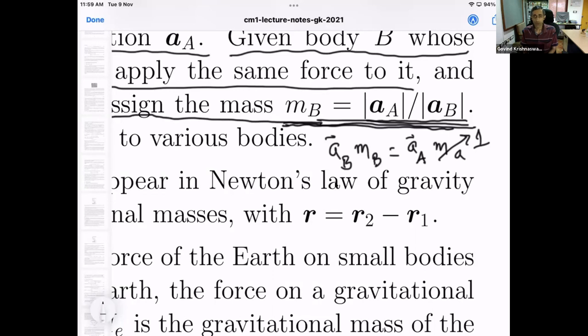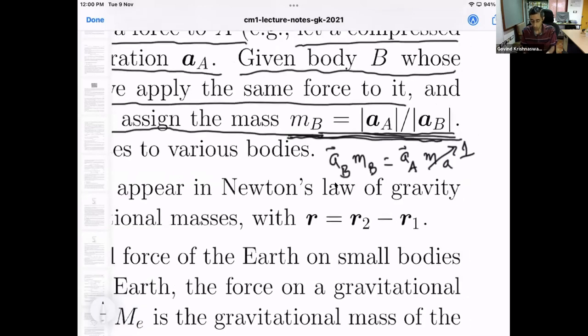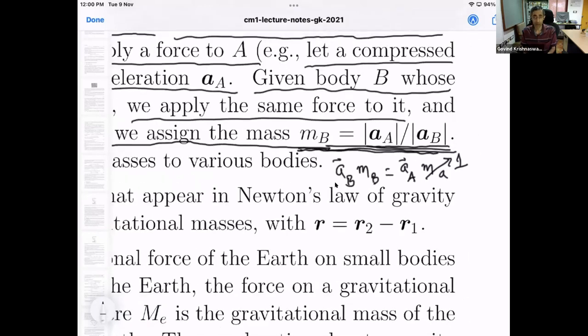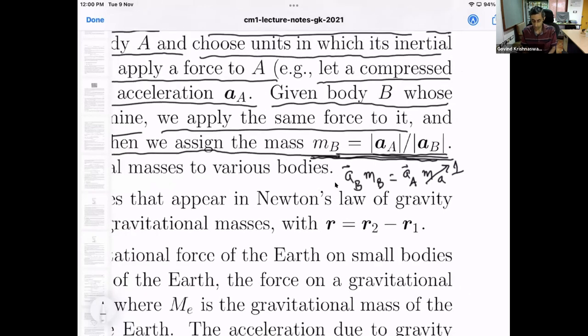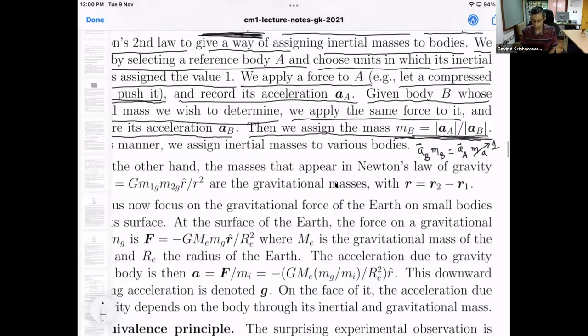The original body remains as a reference. It is meaningless to talk about the absolute value of its mass. As far as this discussion is concerned, you do need some reference body or some reference unit in which it has mass 1, or you can choose mass 2 also, doesn't matter. Then that 2 will enter into this formula. So in this manner, we assign inertial masses to various bodies.